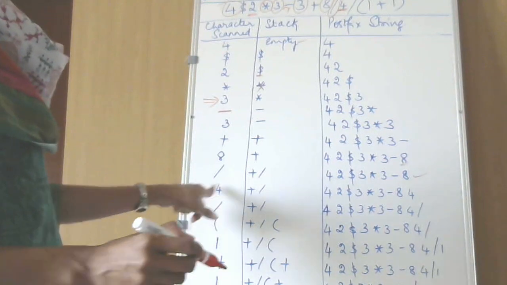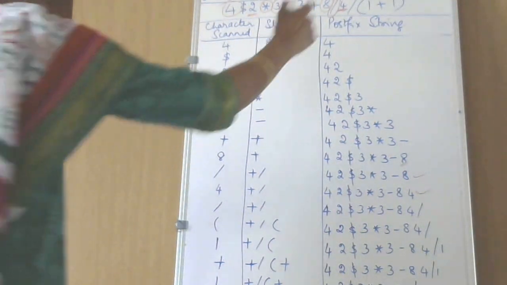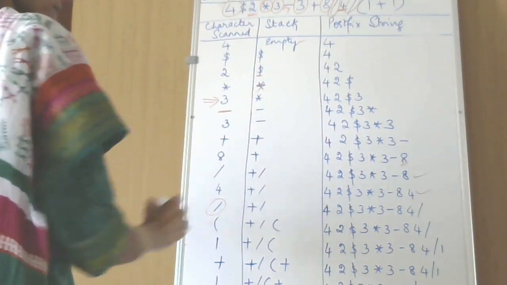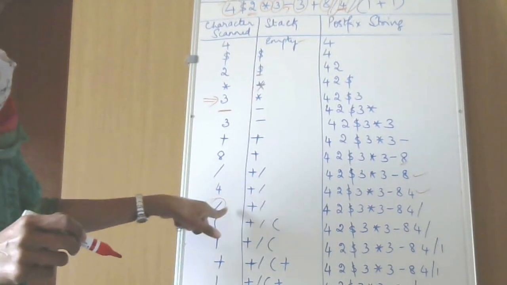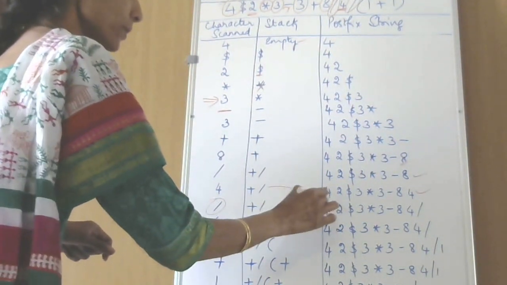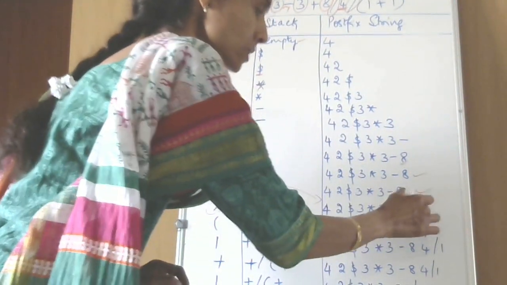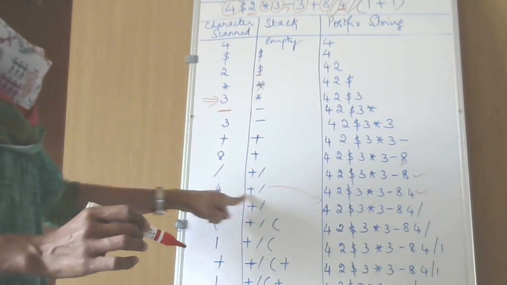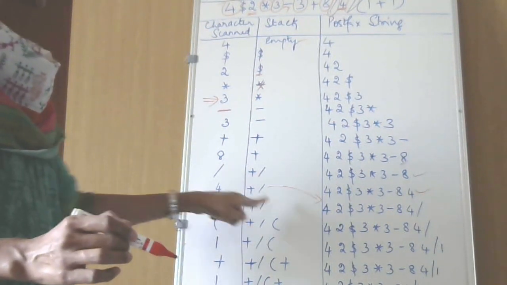This will remain unchanged. Next is 4. 4 is a digit, so simply put it onto the postfix string. There is no change in the stack. Next, there's one more slash here. You have here already one slash. You are comparing it, both are of the same priority, right? So I'll have to pop the slash out and put it onto the postfix string. So my postfix string becomes 8 4 slash. I am left with only plus, which is of a lower priority, so I can now push this slash. So this slash comes here now.